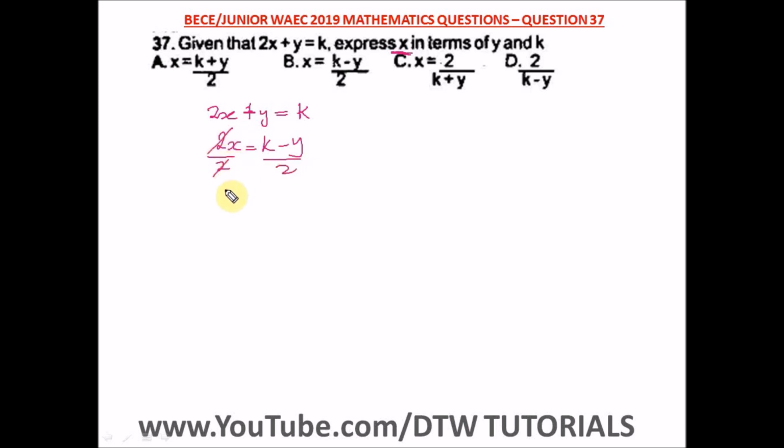So this 2 will cancel out and we're left with what? X is equal to what? K minus y over 2. So this is our answer, and our right option here is option B.